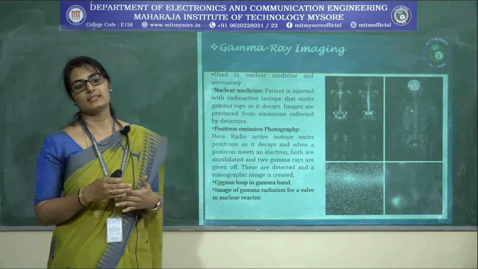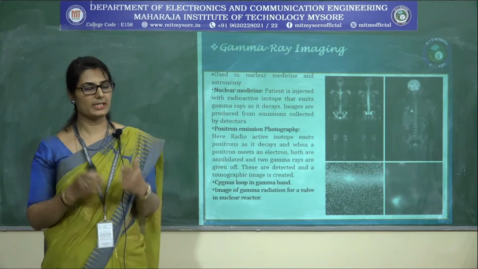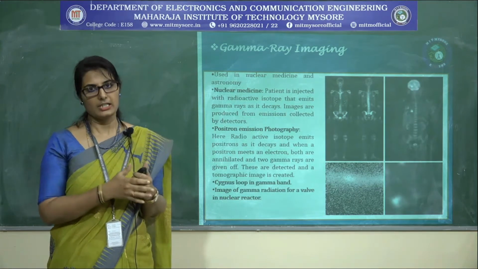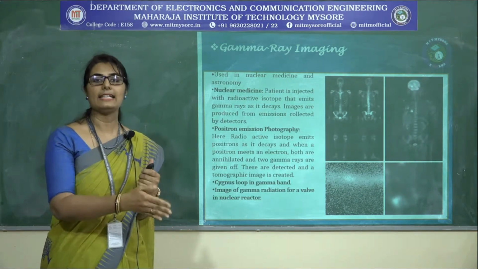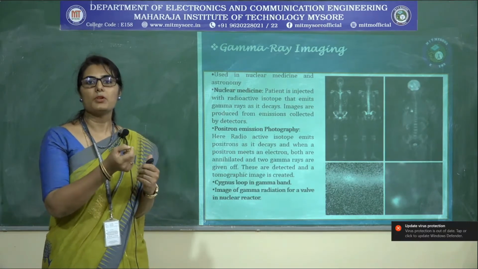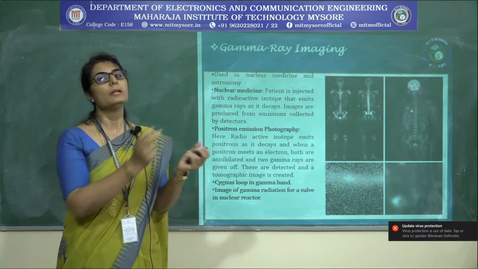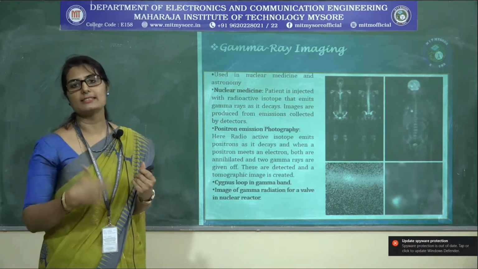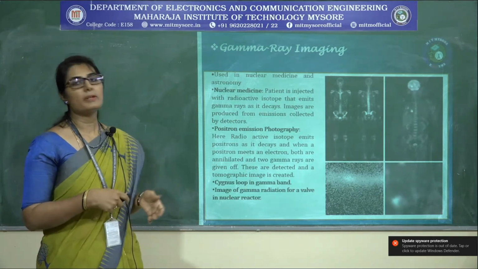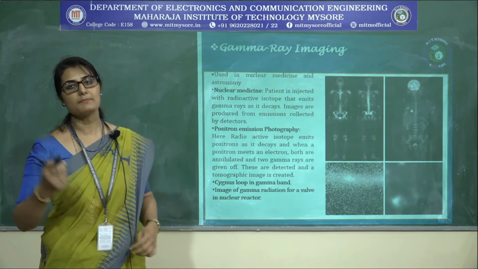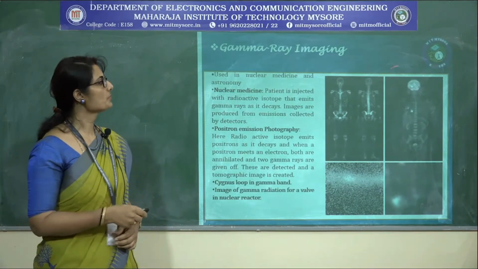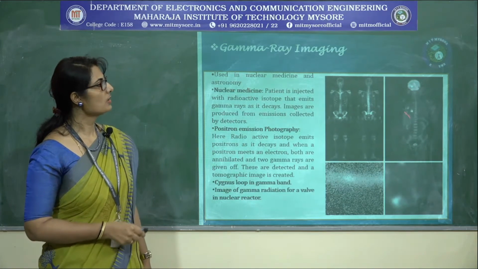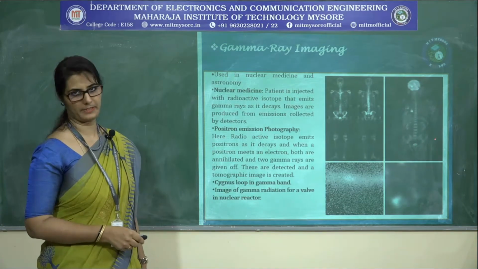In positron emission tomography, the approach is that whenever a radioactive isotope is injected into the patient, it emits positrons as it decays. When these emitted positrons meet an electron, both get annihilated and two gamma rays are given off. These gamma rays are collected by the detectors in order to produce a tomographic image like this. So, figure 2 is an example of positron emission tomography.